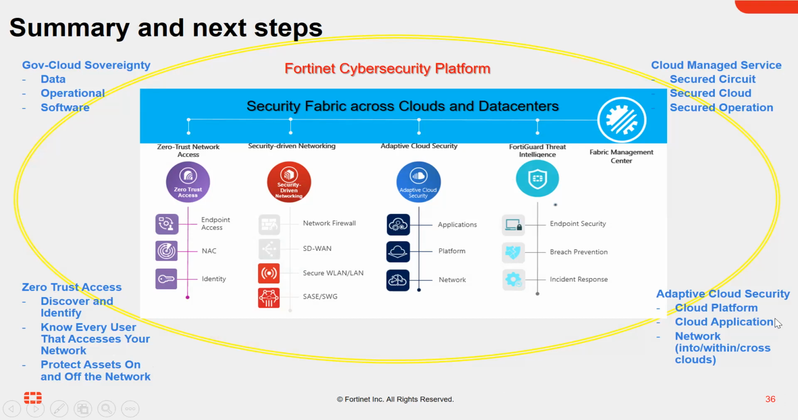Then the last one, which we can help you with, is adaptive cloud security, how to secure the cloud platform, which I already addressed in the earlier slide. Cloud application and network segmentation into the cloud, within the cloud, across the cloud. So if you have time and a chance to make an appointment with us, we have arranged a CBC, Customer Briefing Center, for you. It's a well-prepared cloud security environment to help you walk through the cloud journey and the best practice to achieve end-state deployment in the public cloud environment.